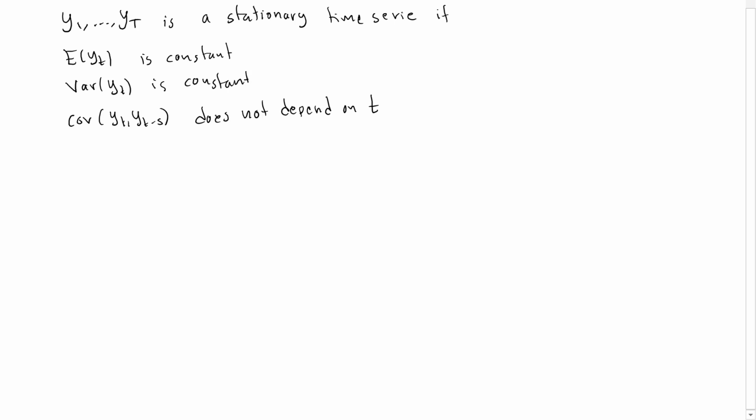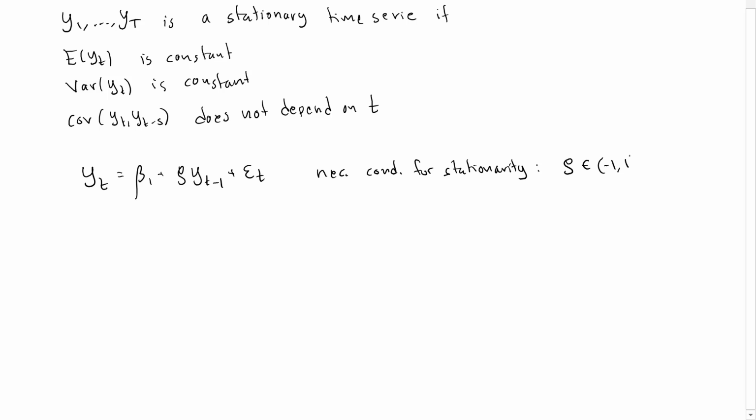Now, a very simple and nice model to consider when we want to look at the stationarity concept is the AR1 process. And remember, we say that yt follows an AR1 process if I can write it as beta 1 plus rho times the lagged value of y plus some error term epsilon t. In this case, we know that a necessary condition for stationarity is that rho must belong to -1 to 1, what we call the stability condition.